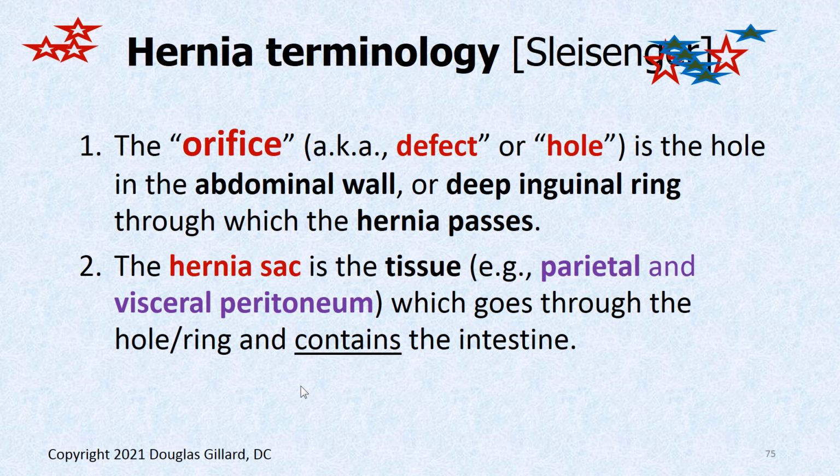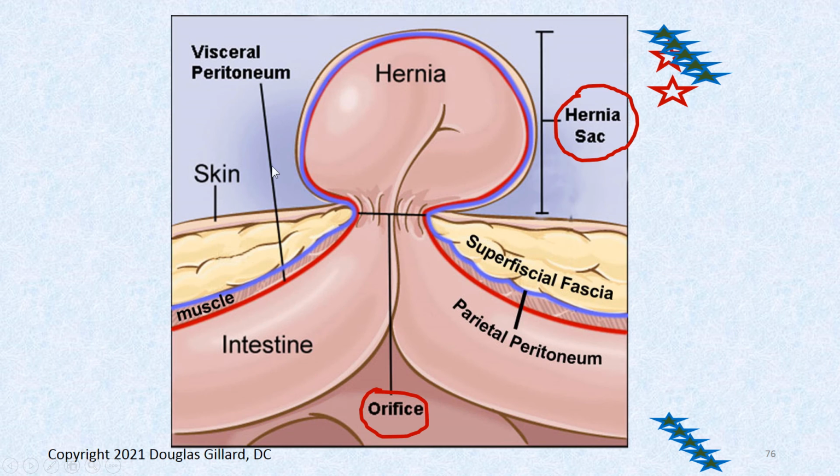Some terminology of hernias. So an orifice or a defect or a hole is the hole in the abdominal wall where the intestine pushes through, or it might be through the deep inguinal ring, which goes into the inguinal canal. That's another orifice, the deep inguinal ring, or the rip in the abdominal musculature in the abdominal wall is an orifice. The hernia sac is all the stuff that goes through the orifice. I'll show you a picture here in a second. So here's a picture.